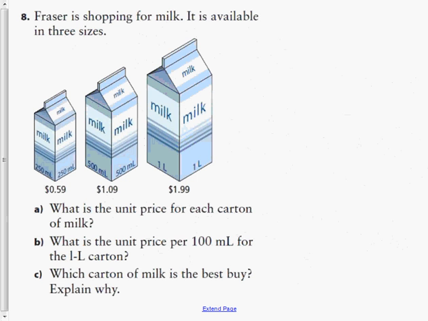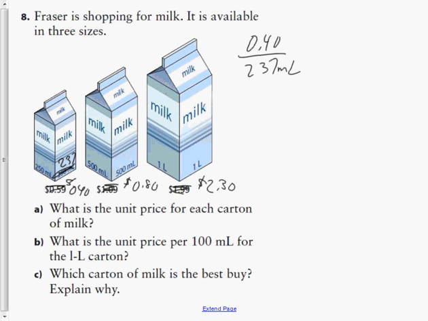Question 8, we changed the numbers here to represent the cafeteria. This is 237 mils, and it's 40 cents. This is 500 mils, and it's 80 cents. And this is 1 liter, and what did the superstore sell it for? $2.30. Okay. So we want to look at cost per 100 milliliters, which means our milliliters are going to be on the bottom. So the small is 40 cents for 237 mils.